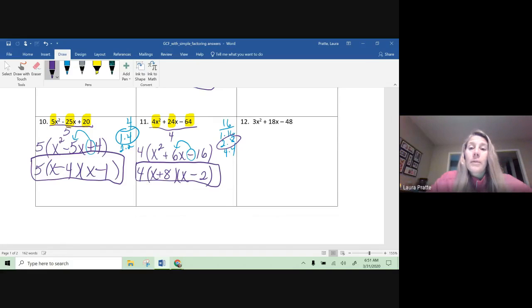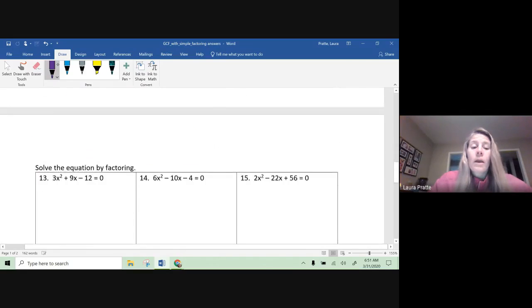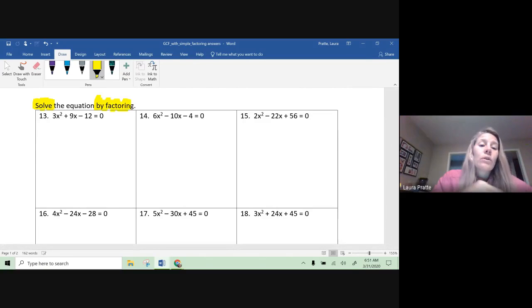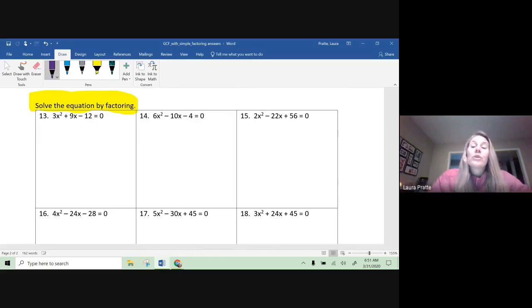All right, so now let's move on to the next page. And you'll notice here the directions say solve by factoring, right? So solve the equation by factoring. On the last page, we were just factoring, and then we were done. We were leaving our answer just written as factors. But this time, we're going to use that process of factoring to help us then solve the equation. And you might remember yesterday, we talked a little bit about the zero product property. So we'll use that to get our solutions at the end.